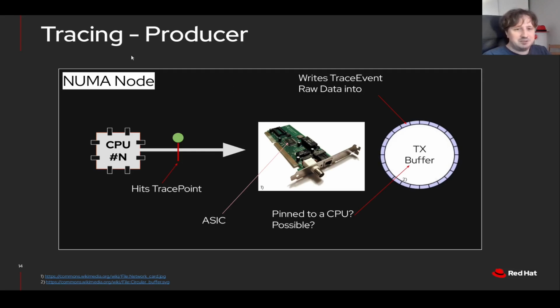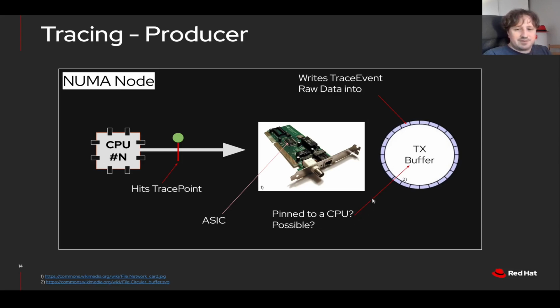So how does it look in a producer? I just made a simple graphic here. So the CPU hits the trace point and it writes the trace event, the raw data, into the transmit buffer.